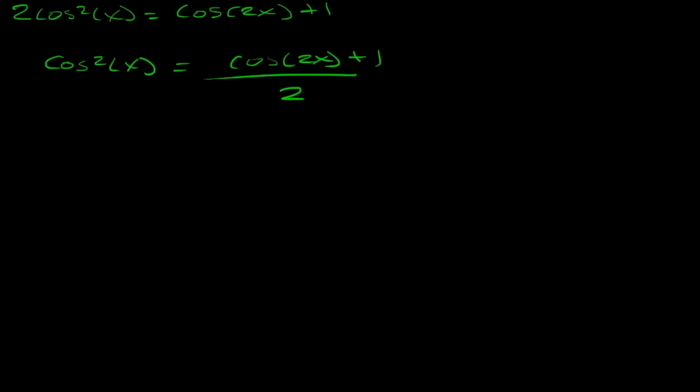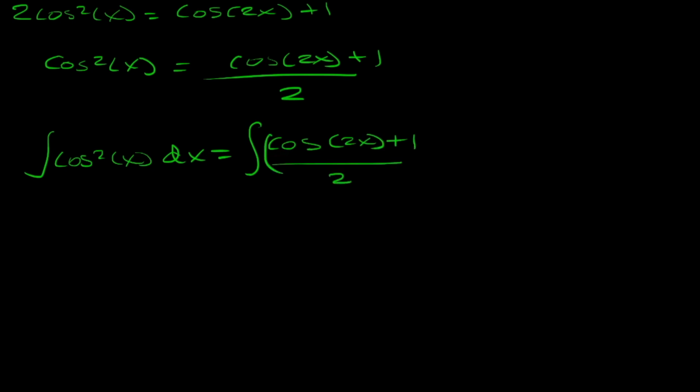And thus it makes it doable. So what I can do now is go back to my original integral, which was cosine squared of x dx, and that is equal to, with the new substitution I performed, the integral of cosine of 2x plus 1 over 2 times dx. So it just becomes a case of evaluating the integral now. I can split this integral up into the integral of cosine of 2x over 2 dx plus the integral of a half dx.